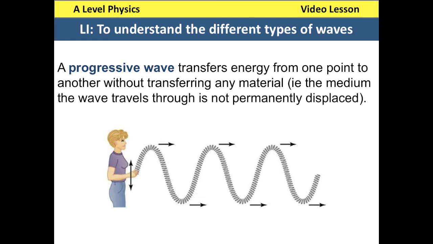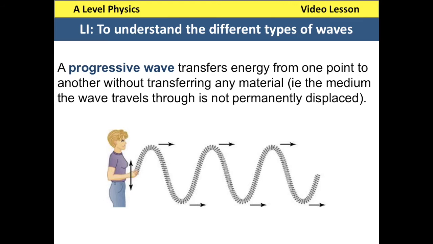Now, a progressive wave is a wave that transfers energy from one point to another without transferring any material, i.e. the medium the wave travels through has not been permanently displaced. An example of a progressive wave would be a sound wave, because obviously that transfers energy from your lips and your tongue that are vibrating to your eardrums itself.